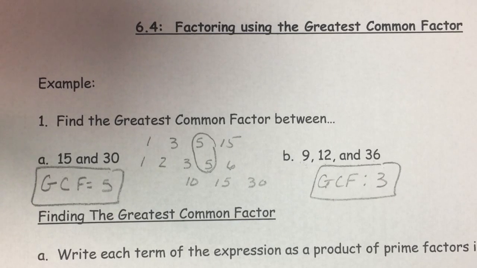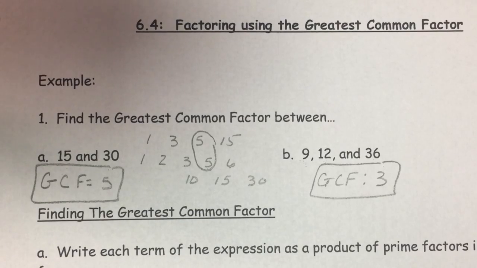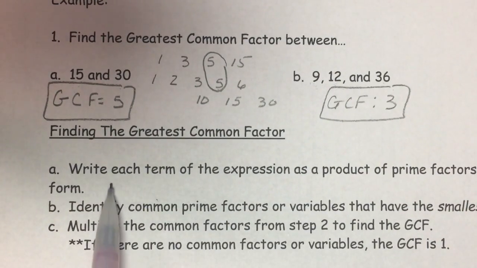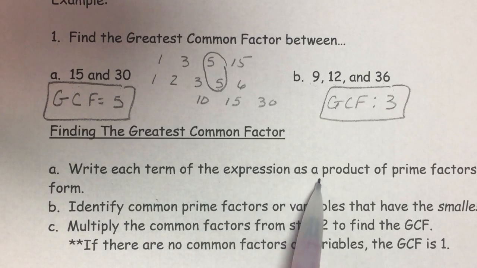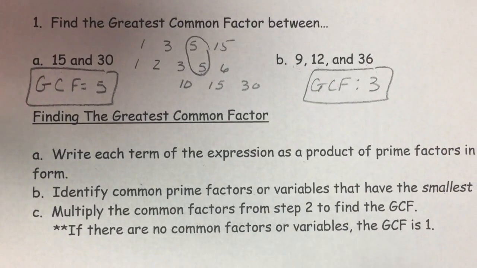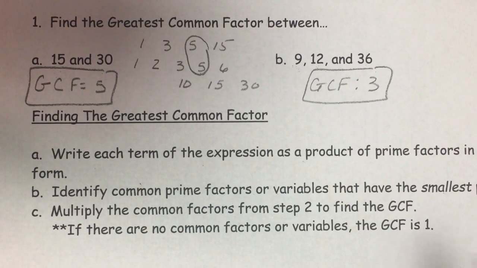They're very different. So another way to find it, a procedure you can do, would be to write each term of the expression as a product of prime factors in exponent form. So that's making your factor tree. Identify the common prime factors and/or variables that have the smallest power. Remember, for the LCM, we looked for the largest power. And then, of course, you multiply everything out in the end.